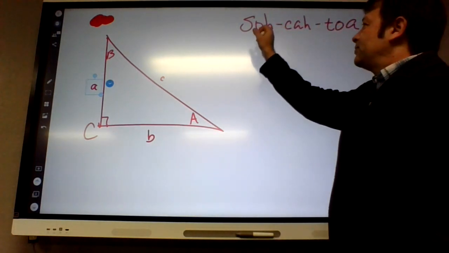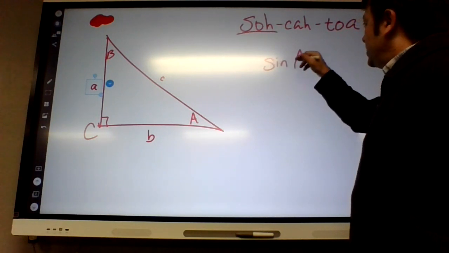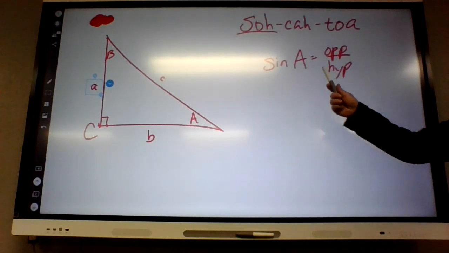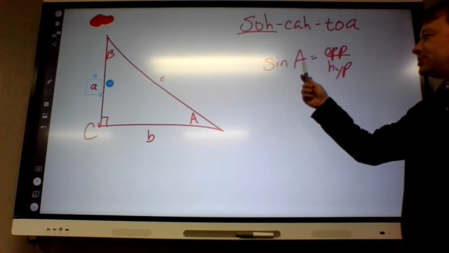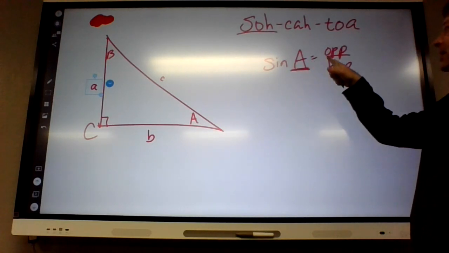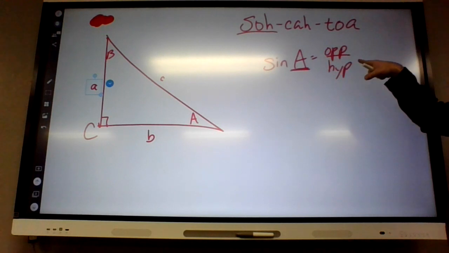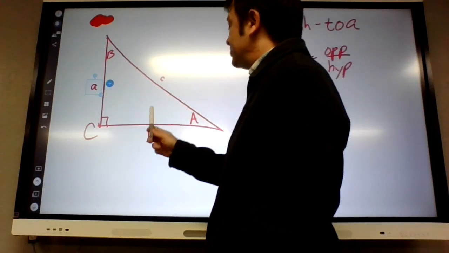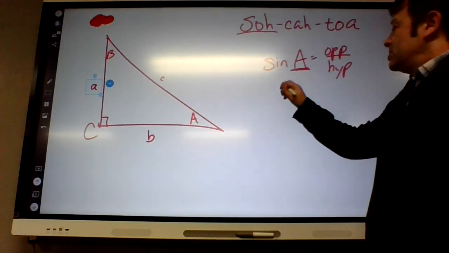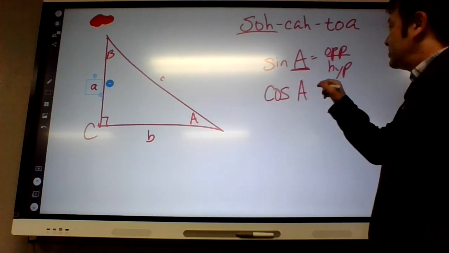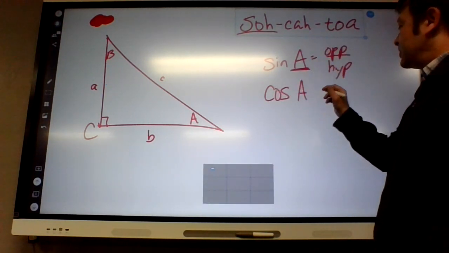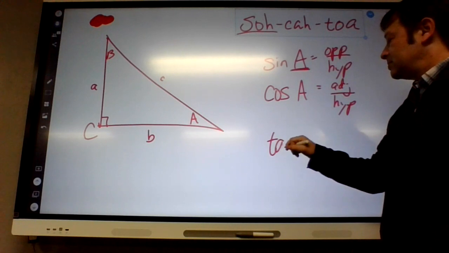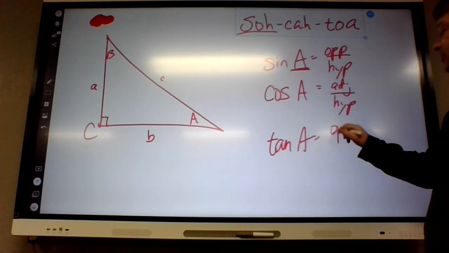What does the SO stand for? Opposite over hypotenuse. Sine of the angle equals the opposite side over the hypotenuse. You feed the sine function on your calculator some angle, like 40 degrees or whatever, and it should spit out a decimal, sometimes a fraction, but that tells you what the ratio of those two sides are, opposite and hypotenuse. So cosine is equal to adjacent over hypotenuse. Tangent of the angle is equal to opposite over adjacent.